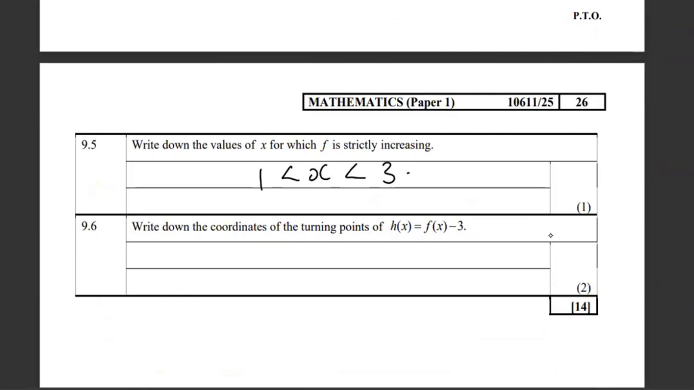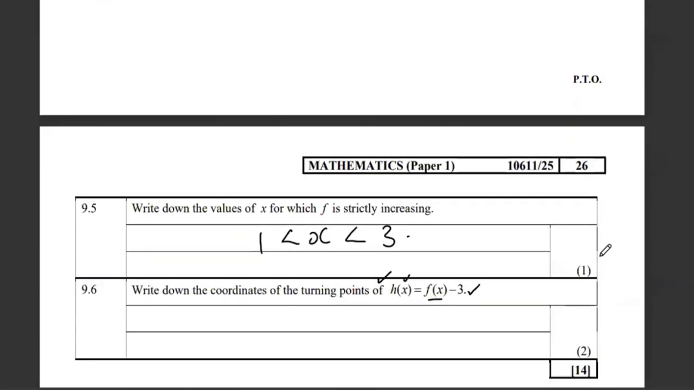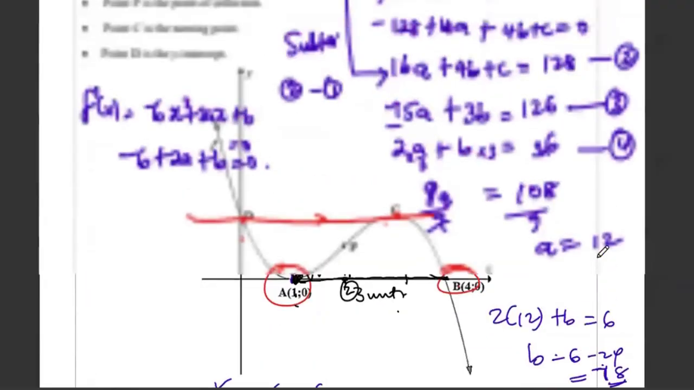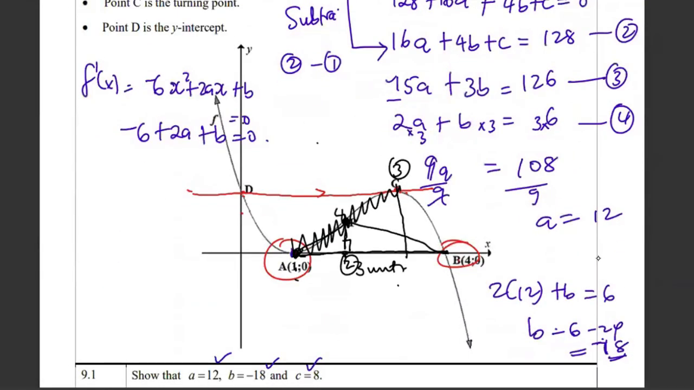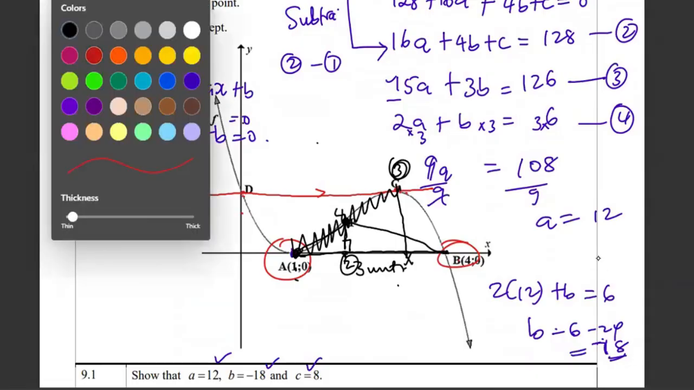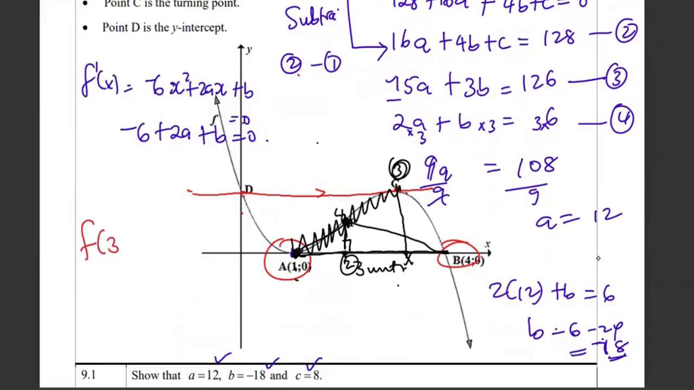Then write down the coordinates of the turning point of h of x, which is the same as f of x minus 3. So with the turning point, what I need to know is that if my x here is a 3, what's going to be my y value? So I just need to, again, substitute f of 3. And then my y value in that case is going to be 8. So 3 and 8 will become my values for this turning point. 1 and 0 will be that.